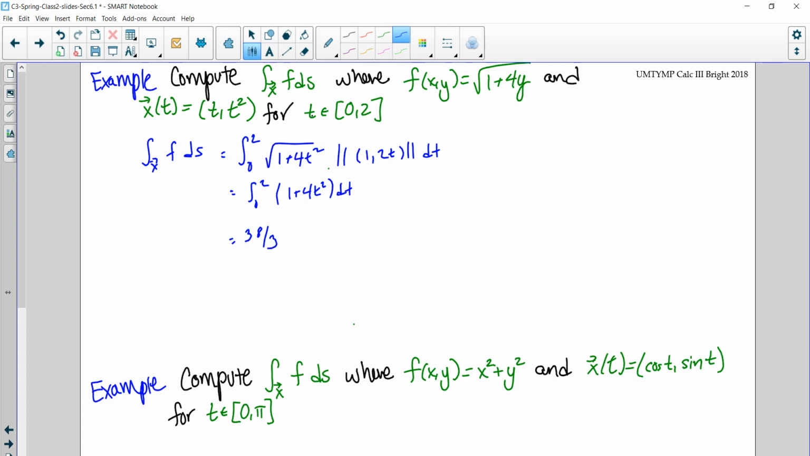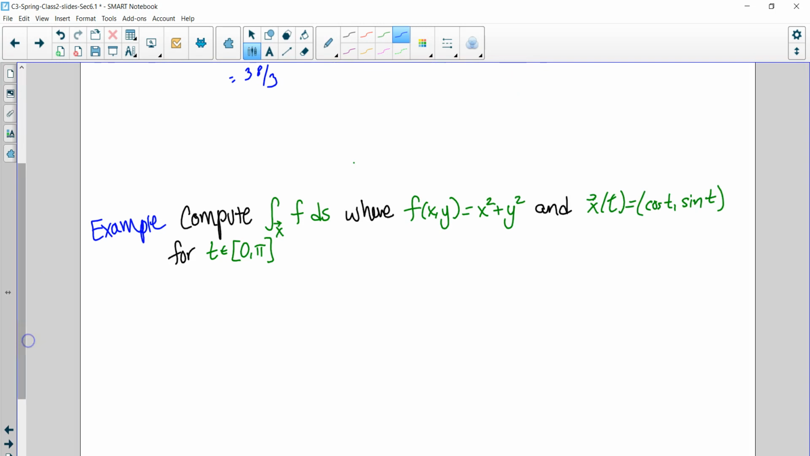Okay. And then just as a second question, this is kind of an interesting question. I want you to maybe think about the geometry here before we do this. So we have a function and we're given a path. Is there anything interesting about that path? Well, I don't know. And again, we're going to do the math, that's all we're going to do, but I encourage you to think about this geometrically before we actually do it.